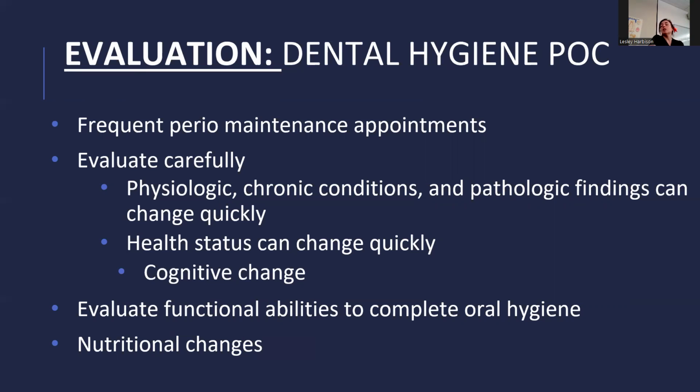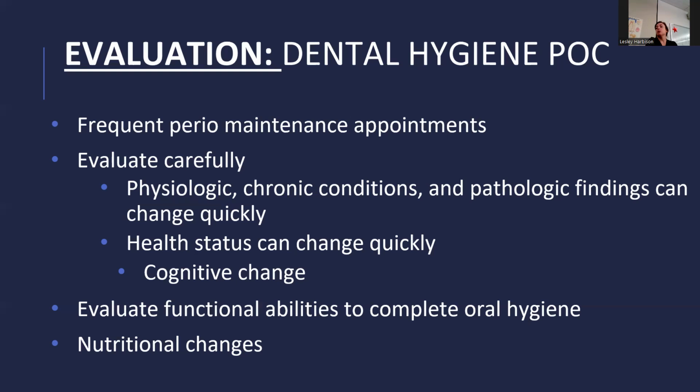Evaluate carefully physiological chronic conditions, pathological changes, note changes. The health status can change very quickly. They could be diagnosed with cancer or Parkinson's disease or have a heart attack. I mean, they can be healthy one day and then 6 months later, what happened? And then they'll tell you the whole story of what happened. So health things can change very quickly in this population. That's true for anybody, but especially with the elderly population.